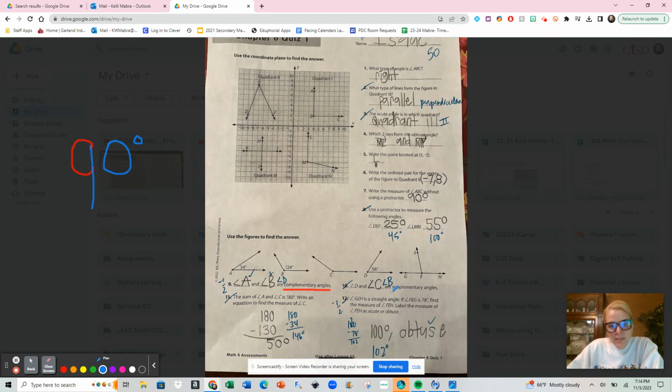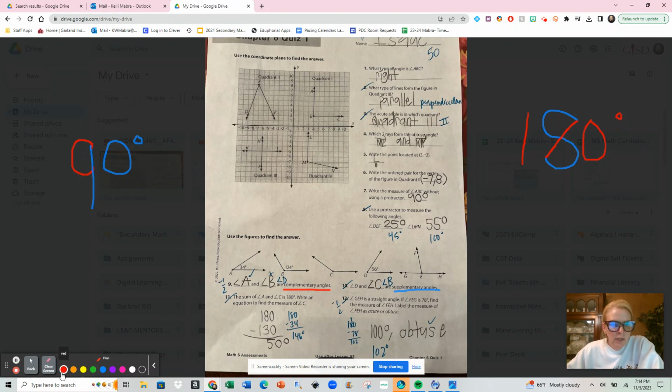All right, and then supplementary is just the opposite. If you draw an S, and we go in and we add a line, just one line, what number does that look like? It looks like an 8. So supplementary is equal to 180 degrees and complementary is equal to 90 degrees.